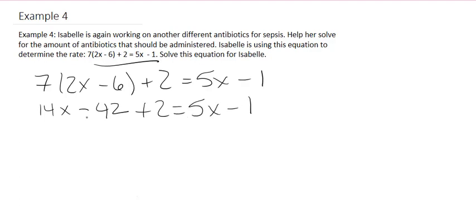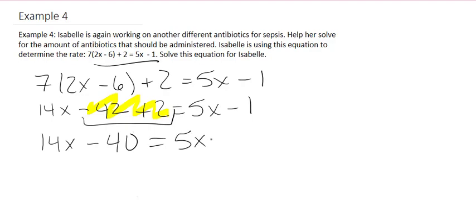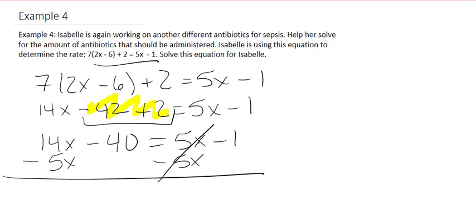So as you can see on the left-hand side, we can actually simplify these two numbers. So let's go ahead and do that. So we have 14x minus 40, because minus 42 plus 2 is negative 40. So then we have 5x minus 1. Let's go ahead and subtract 5x on both sides. This gets us to 0 on the right hand side. So now we're just left with negative 1. 14 minus 5x is 9x minus 40.